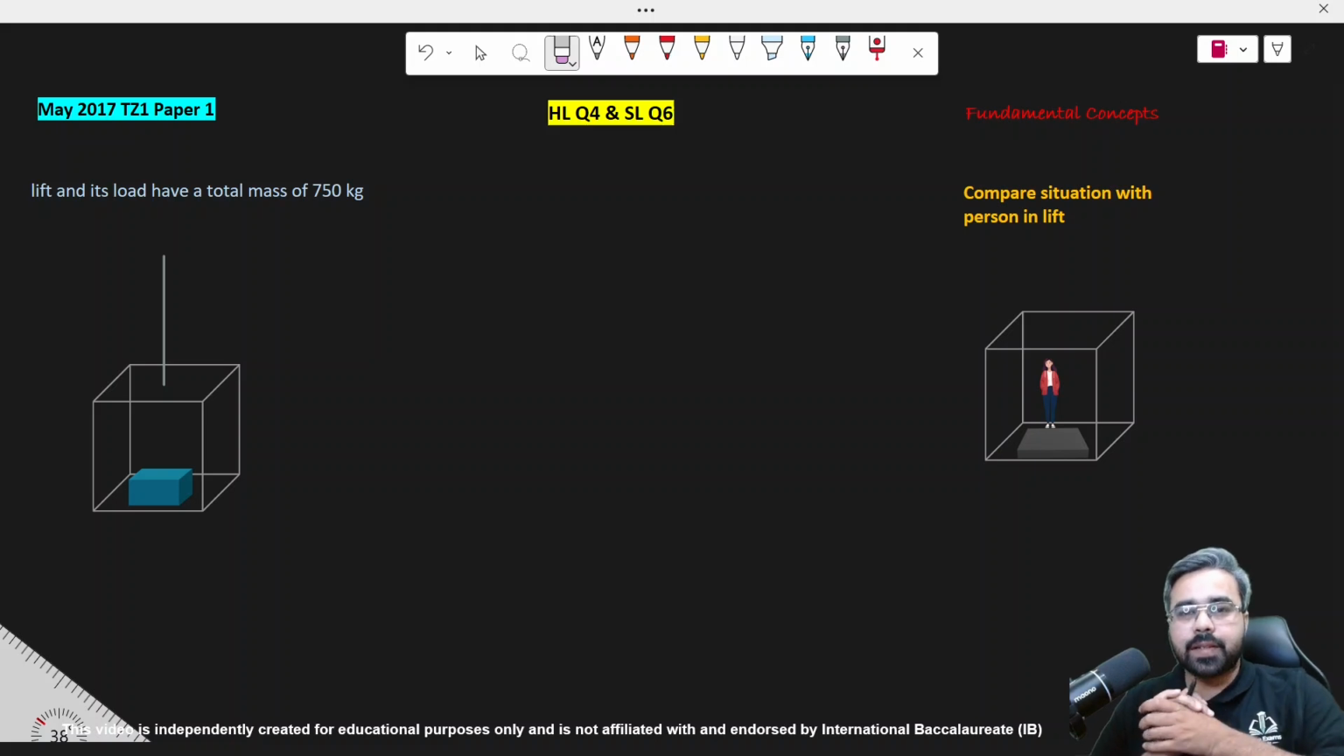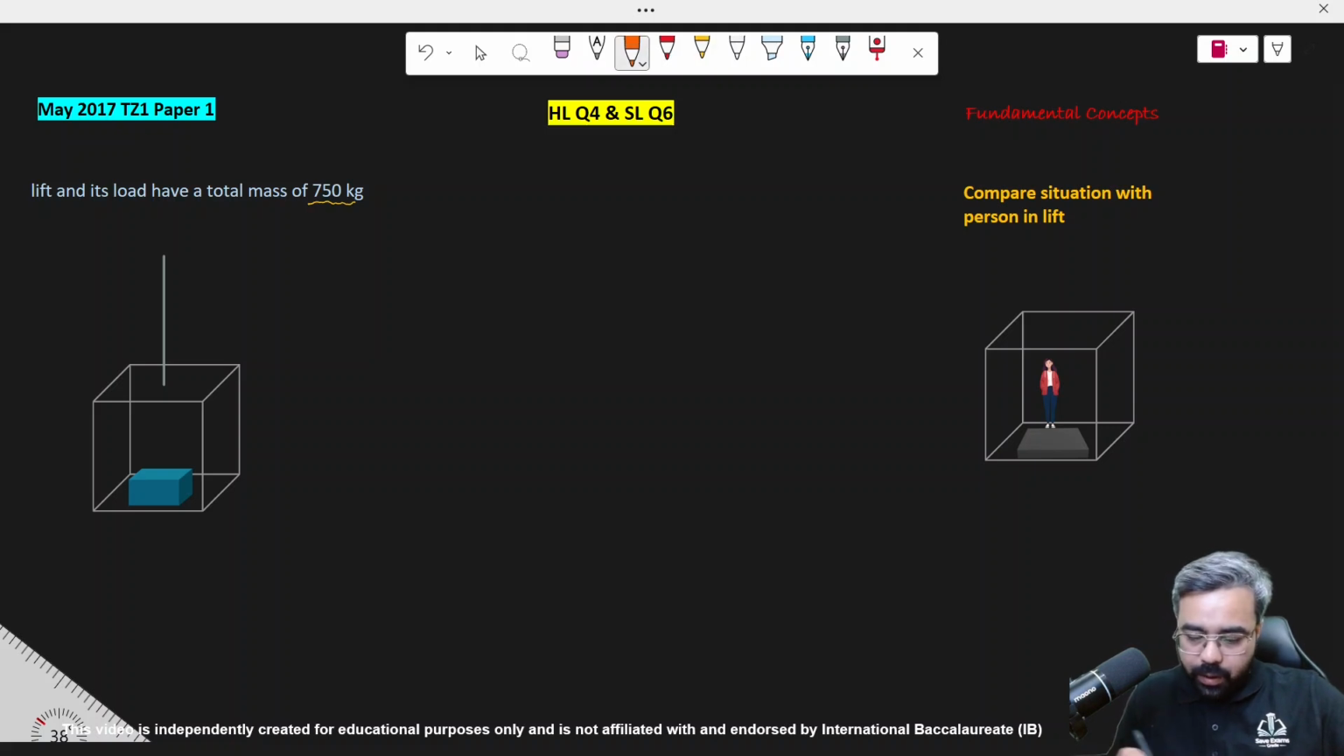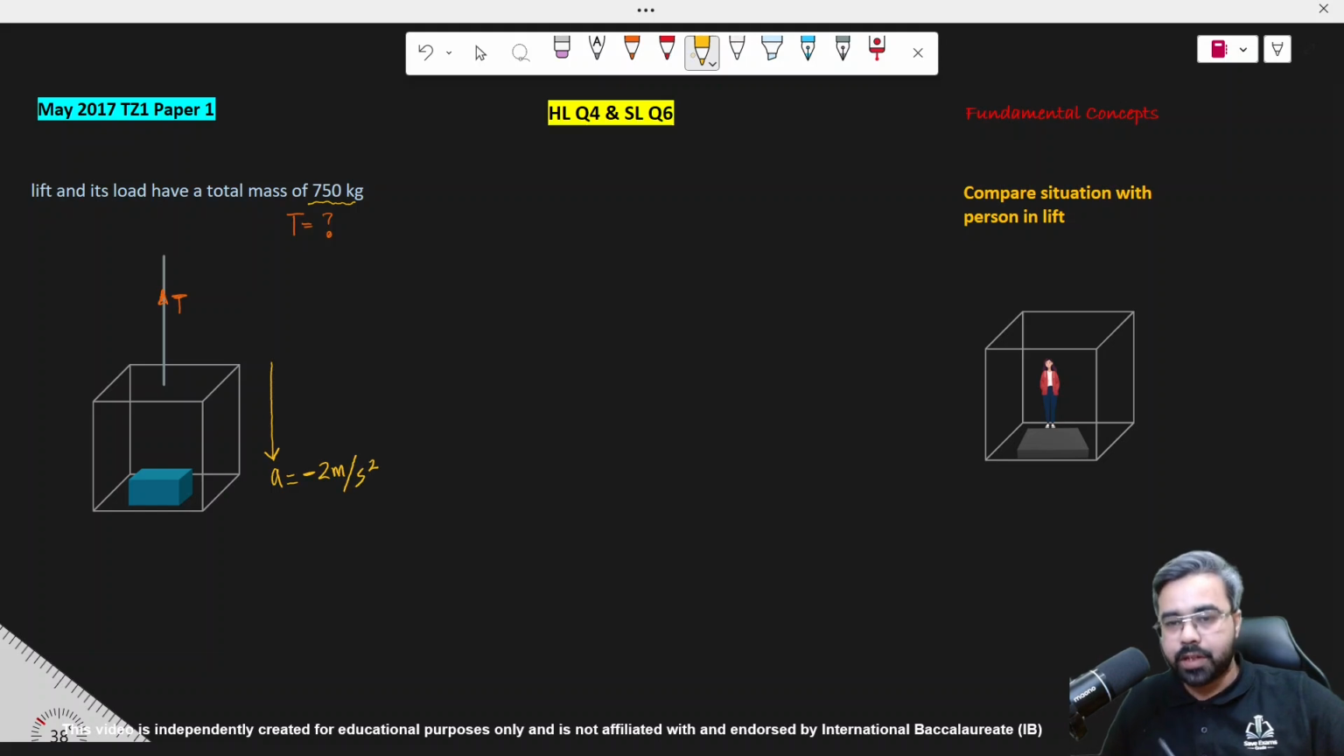This question discusses the application of Newton's second law, which you know is always applied to an accelerating system. You can see here an elevator or lift that carries a load, and their combined mass is 750 kg. What we need to calculate in this question is the force of tension in a cable. So the tension in a cable is in this direction. The provided information is that the acceleration is downward, and that acceleration is, I would say, negative 2 meter per second square because of its direction. Otherwise, the magnitude is 2 meter per second square.